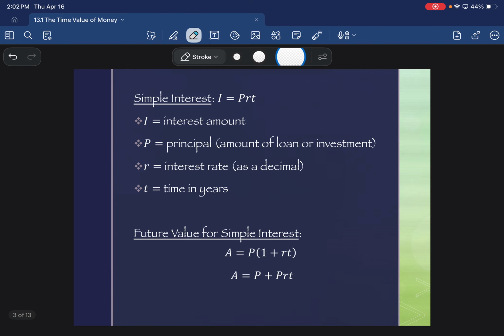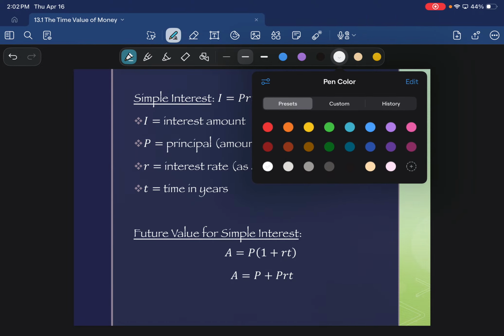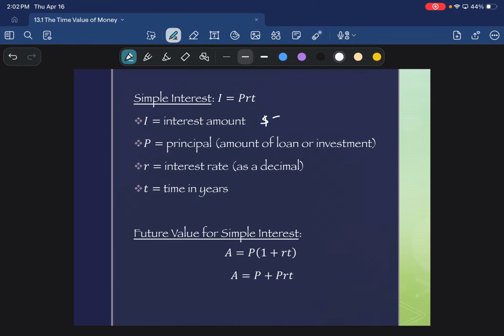Okay. Our first type of time value of money we're going to look at is going to involve what's called simple interest. All right, so the simple interest formula is I equals PRT, and each of those letters is defined as follows. I is the interest amount, and that's referencing a dollar amount. P, the principal, is also an amount. It's an amount of a loan if we're borrowing money, or an investment if we're depositing and trying to grow money.